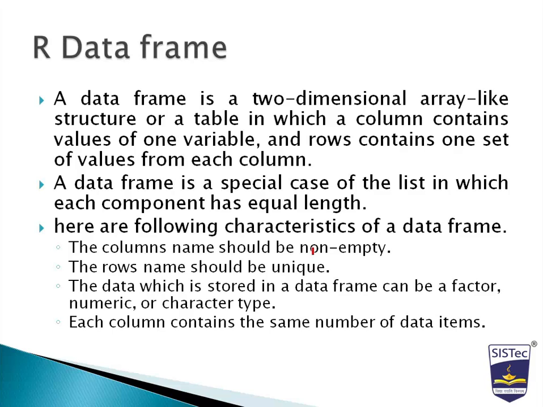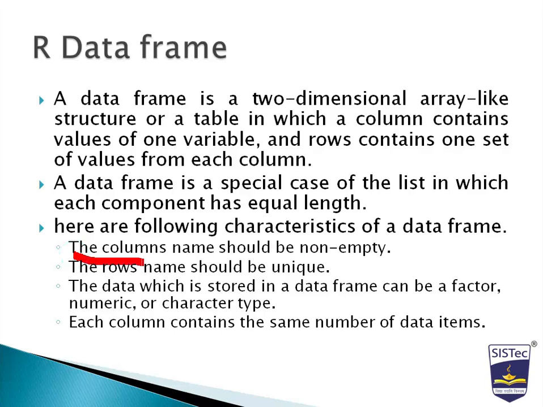A data frame is basically a two-dimensional array-like structure or table which contains column values of one variable, and rows contain one set of values for each column. So basically a data frame is a special case of a list in which each component has equal length. Here are some characteristics related to data frames.